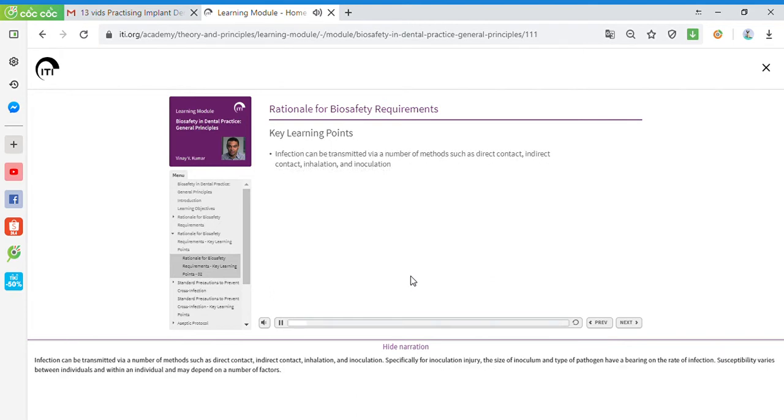Infection can be transmitted via a number of methods, such as direct contact, indirect contact, inhalation, and inoculation. Specifically for inoculation injury, the size of inoculum and type of pathogen have a bearing on the rate of infection. Susceptibility varies between individuals and within an individual and may depend on a number of factors.